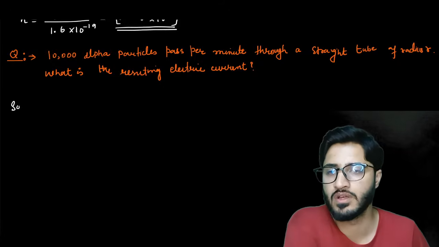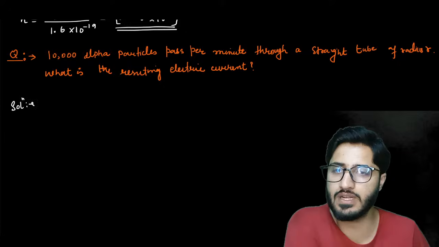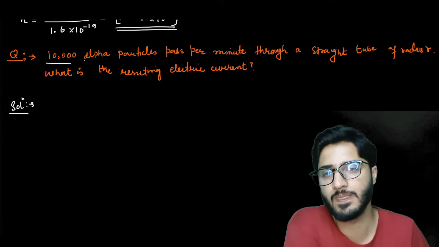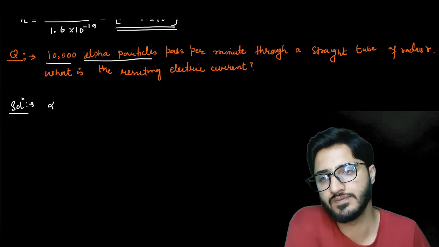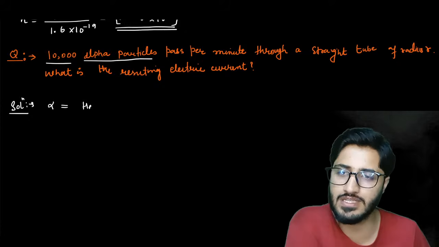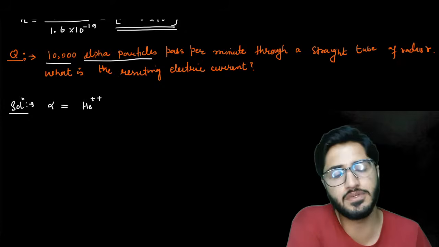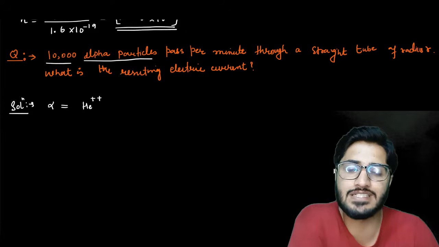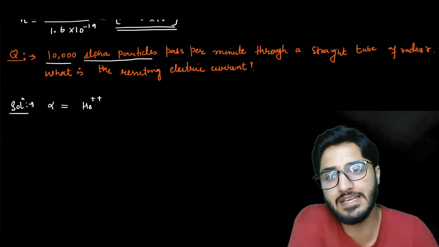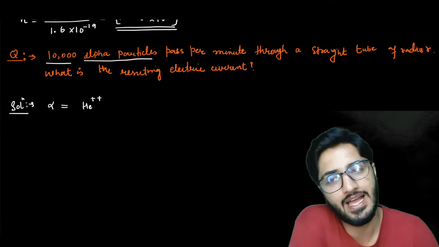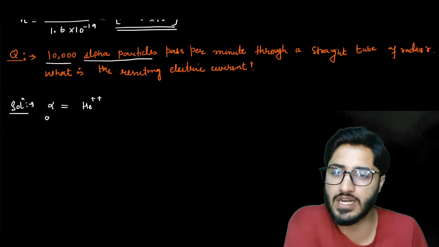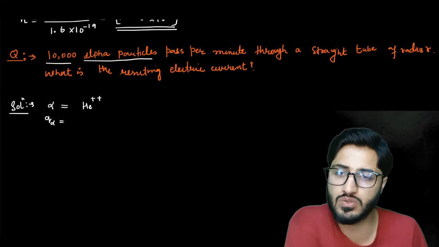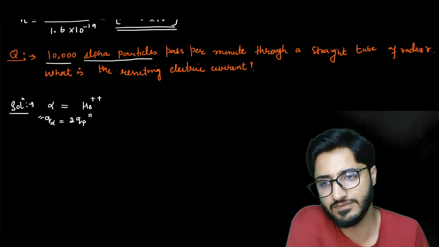Look, here we have 10,000 alpha particles, and we know alpha particles means He plus plus. That means in a helium atom, if we extract both the electrons, we get helium 2 positive, known as an alpha particle. The charge of an alpha particle is 2 times the charge of a proton or electron.